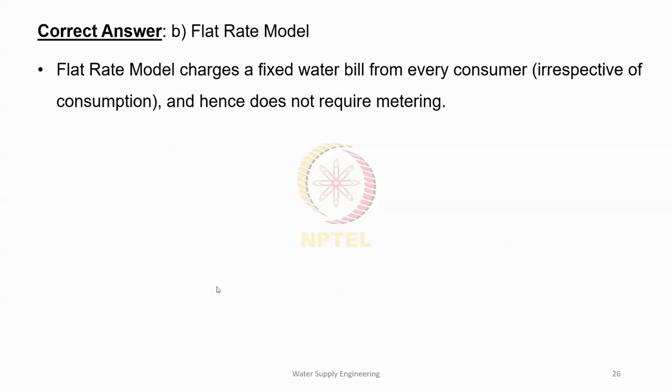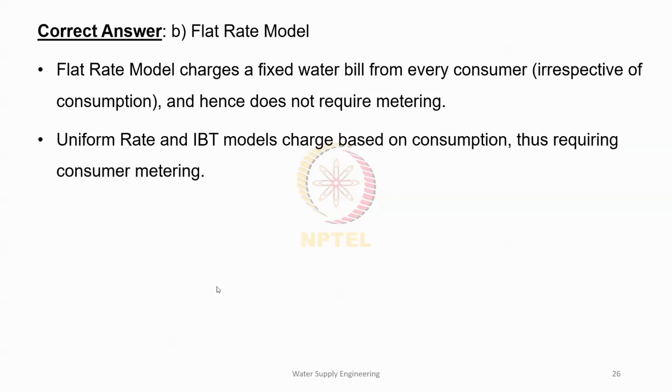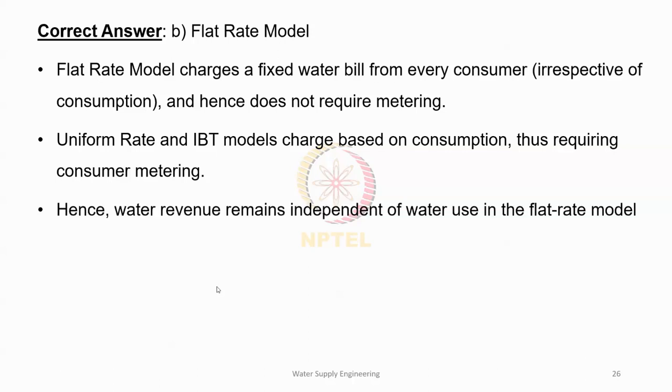So, it doesn't consider how much the consumer has used the water, how much quantity the consumer has used up. It's not considered. So here we do not need a meter also, because we do not need to measure the amount of water consumed. In the case of uniform rate or IVT models, they are based on consumption, and hence we need a meter to measure this consumption. In the case of flat rate model, water revenue is completely independent of the water use.